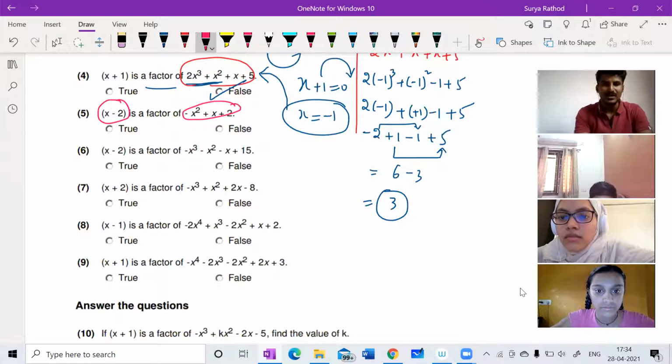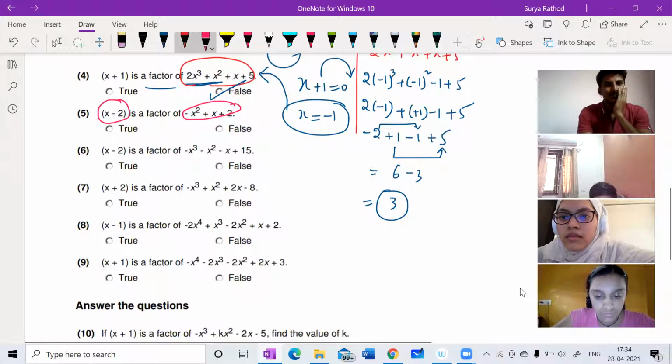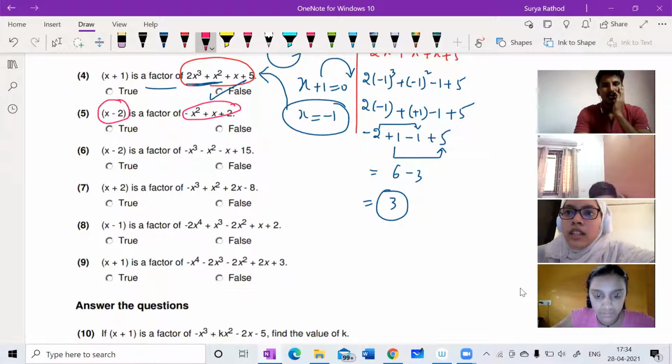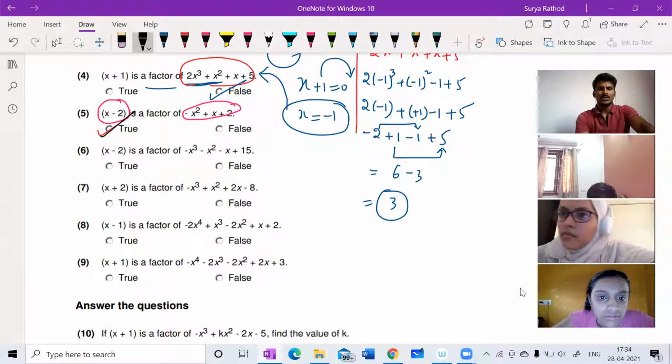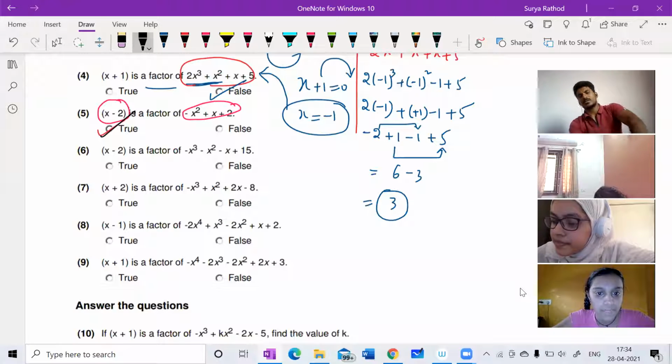X minus 2 is a factor of this or not? Tell me. It is a factor, sir. So it is a true statement. So the answer is what? True. How many of you got true here? Very good. It's a true statement. Exactly.